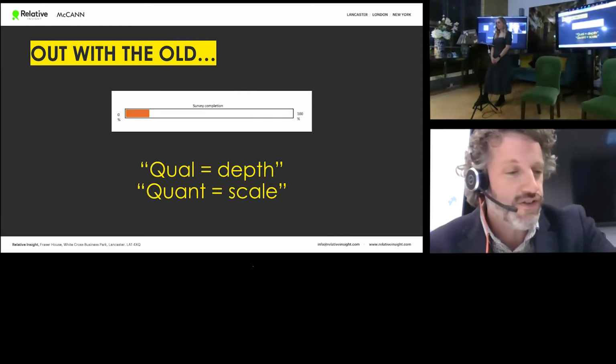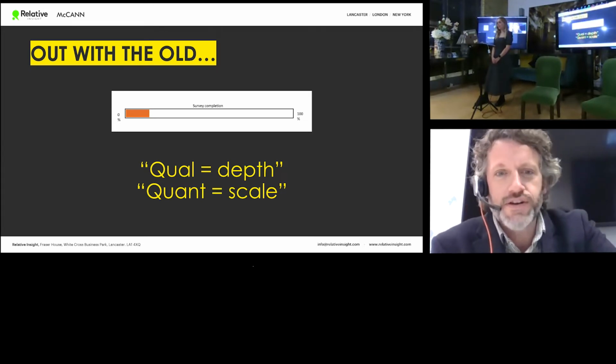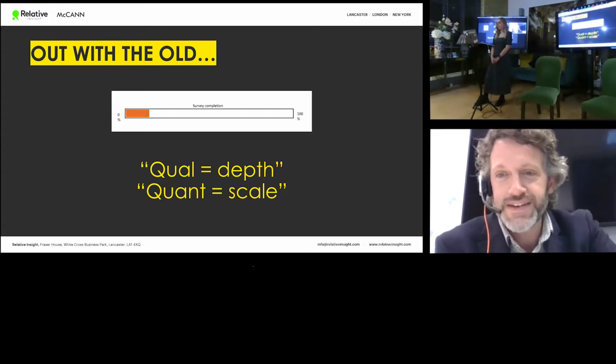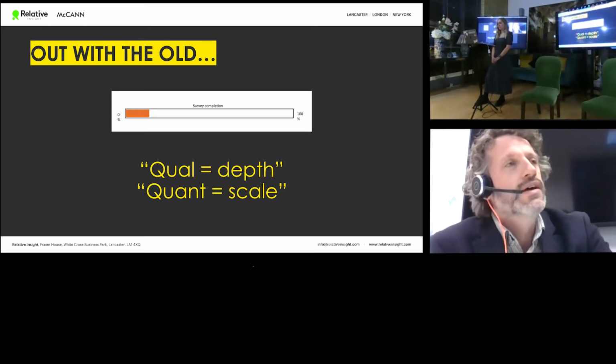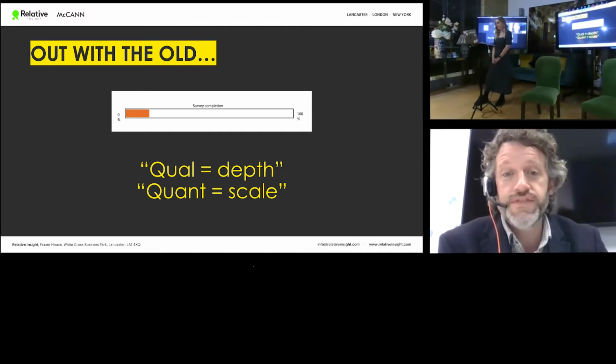I don't know whether any of you have been sat in a survey and you think you've been in it for hours and hours, and suddenly you're told you've only done 17% and you've got another 100 questions to go. There's this assumption that you do qual if you want to go into depth, quant if you want to do scale.